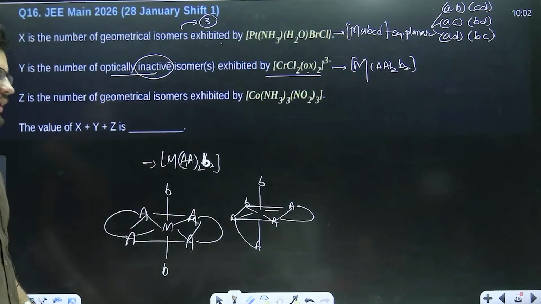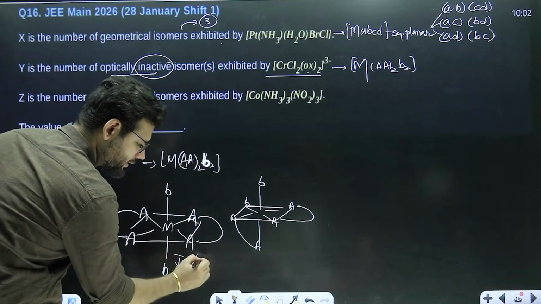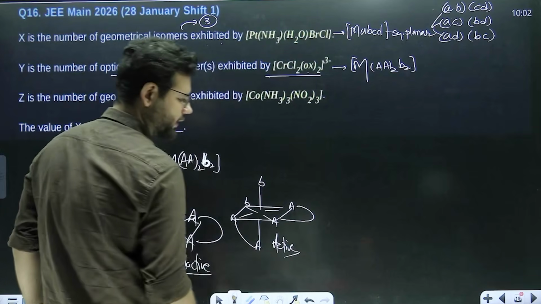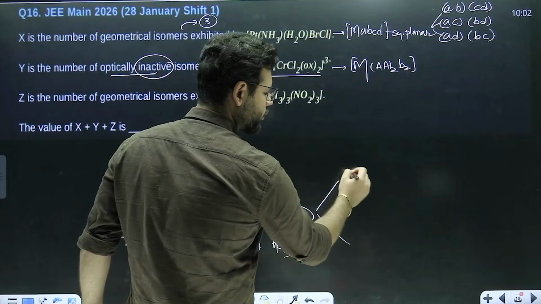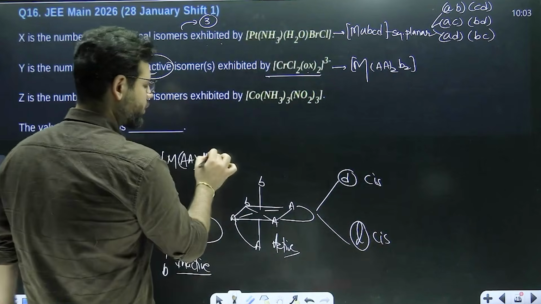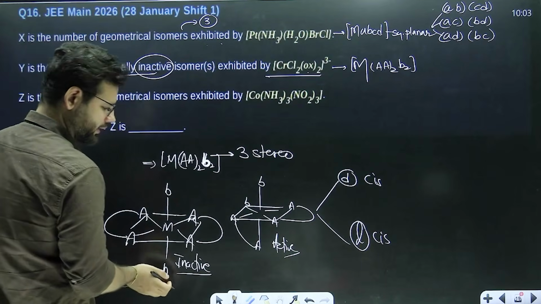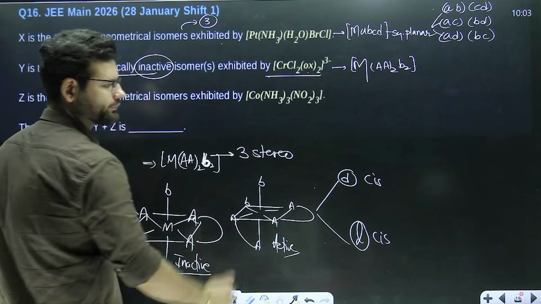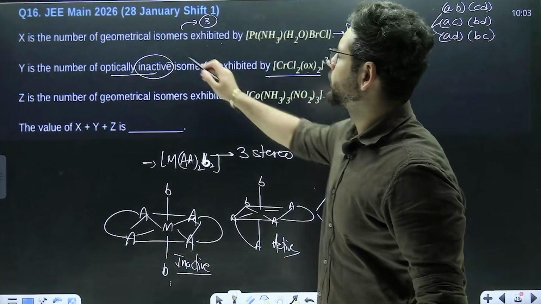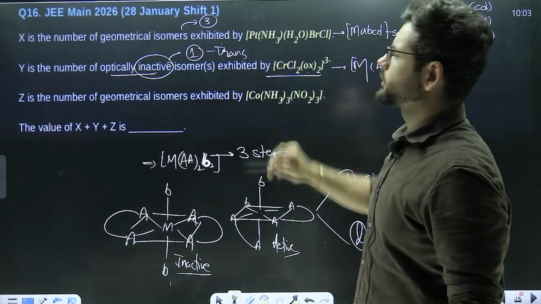Okay, we should remember that trans is optically inactive. Trans is the inactive one. Cis is the active one because cis has no plane of symmetry. So cis will have two options, dextrorotatory cis and levorotatory cis. So this particular complex has three stereoisomers. One trans, two cis. They are only asking about the inactive one. So I am talking about the one trans here, the trans isomer of this.